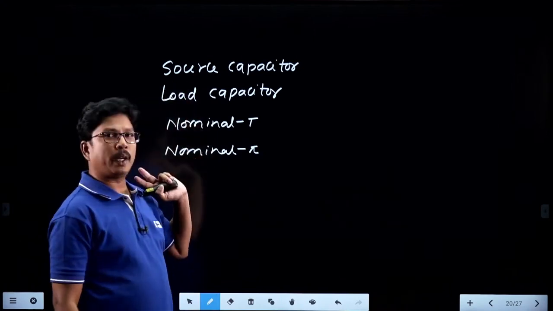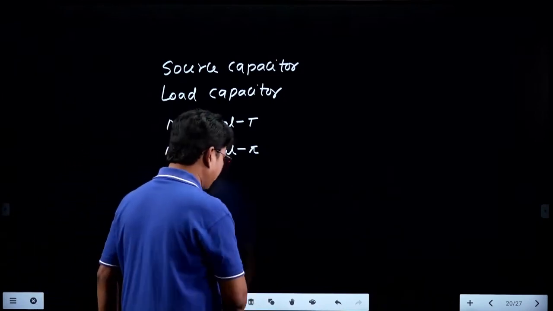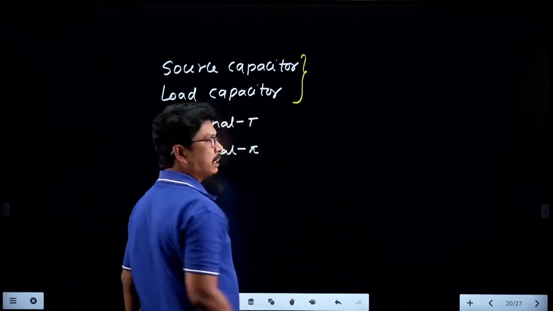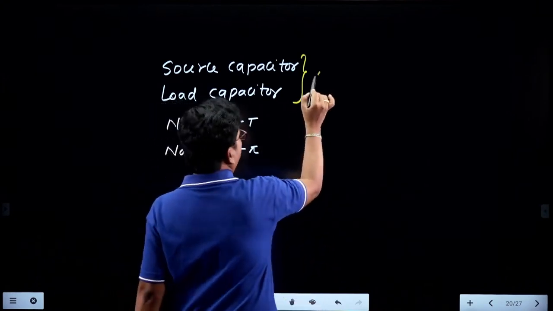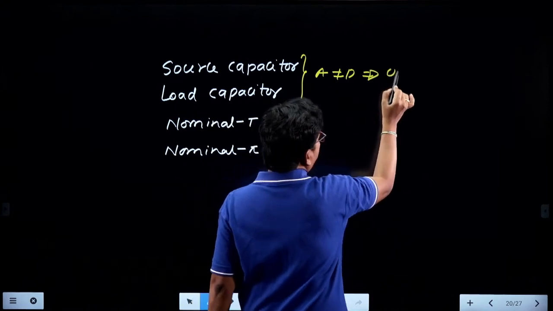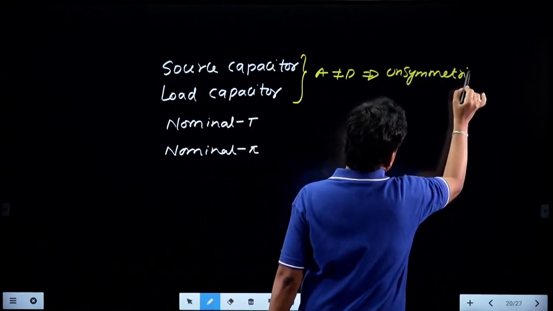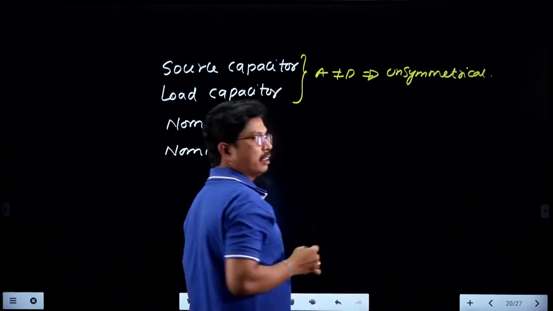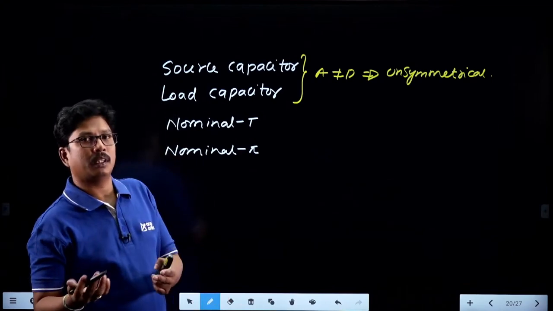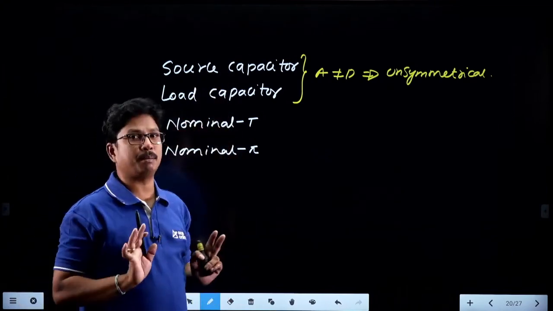The source capacitor model and load capacitor model are not symmetrical lines. We can calculate the ABCD parameters for these two, and we get A is not equal to D for these two. So these two are unsymmetrical lines. If you want to model any transmission line, the line should be both symmetrical as well as reciprocal. Those are reciprocal but not symmetrical.